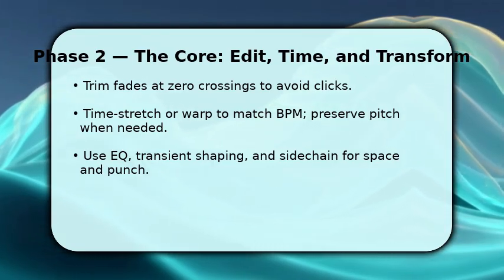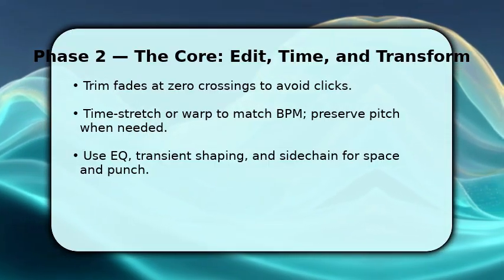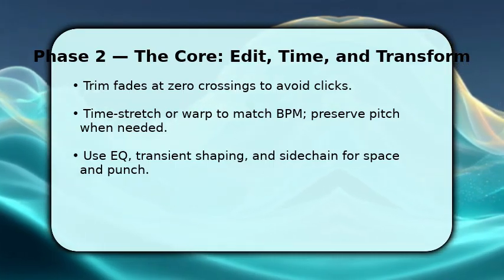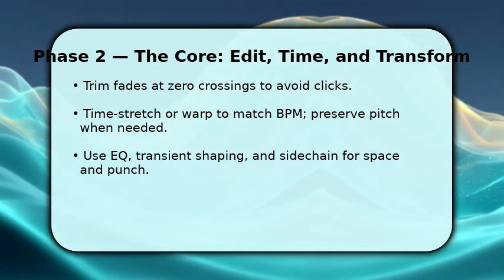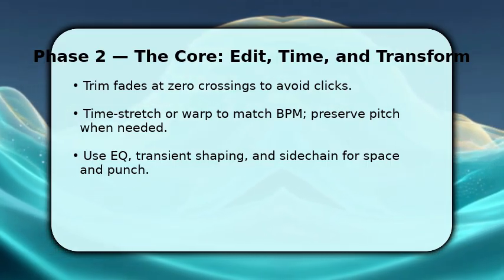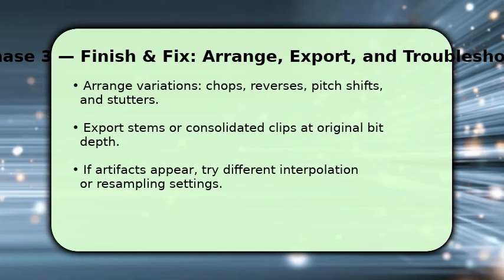Once aligned, sculpt the tone with subtractive EQ, add transient shaping for punch, and sidechain to the kick for clarity. These steps make the sample sit in the mix and serve the song's energy. You finish by arranging variations, chops, reverses, pitch shifts, and rhythmic stutters to expand musical interest.